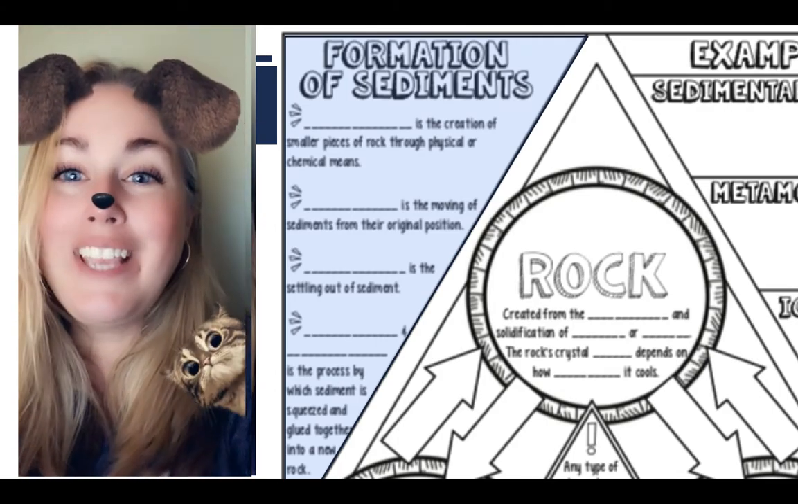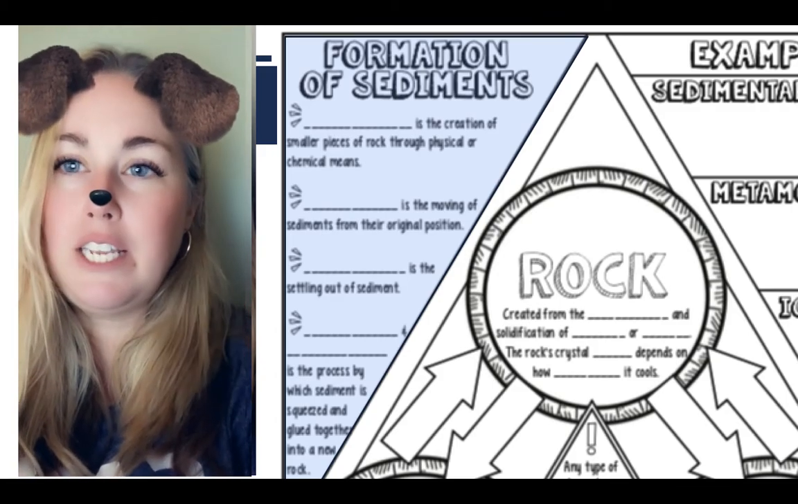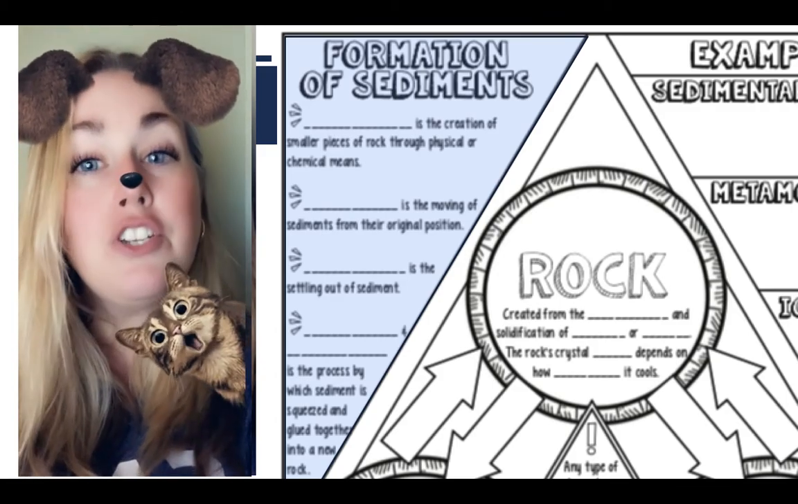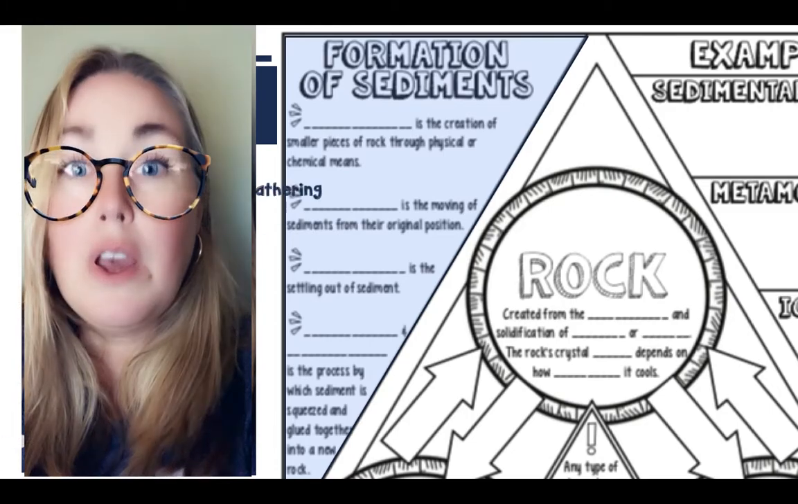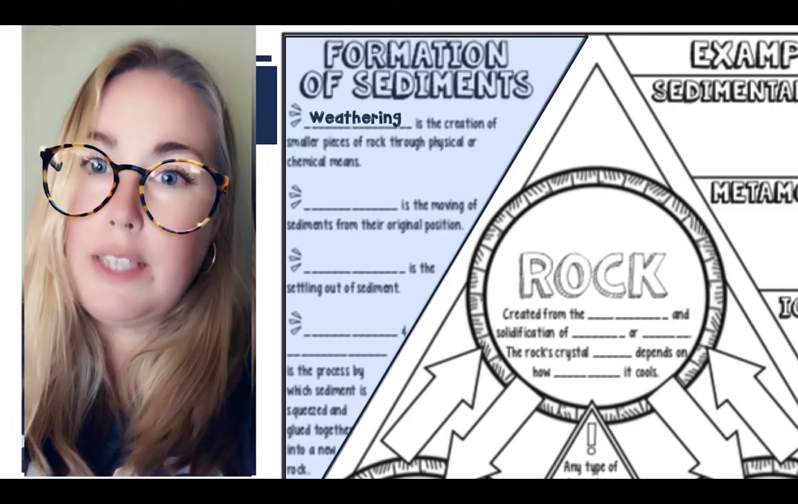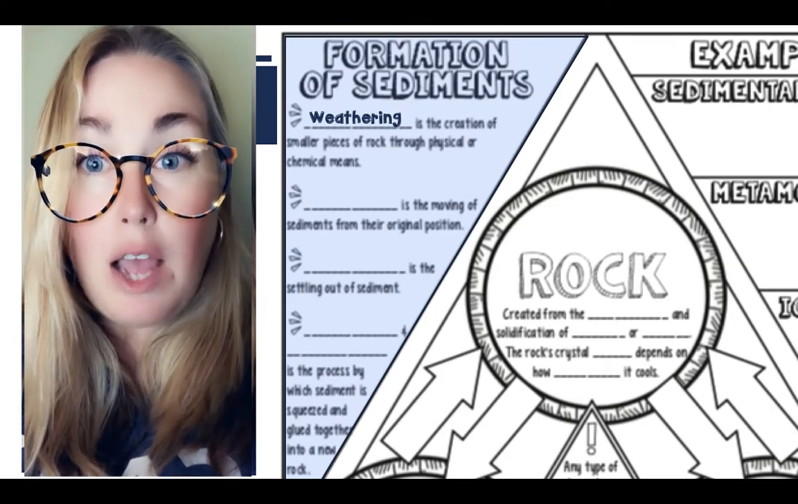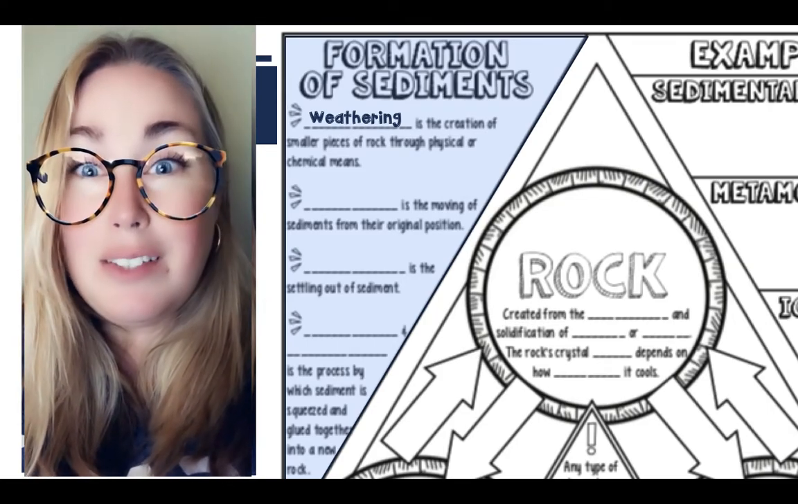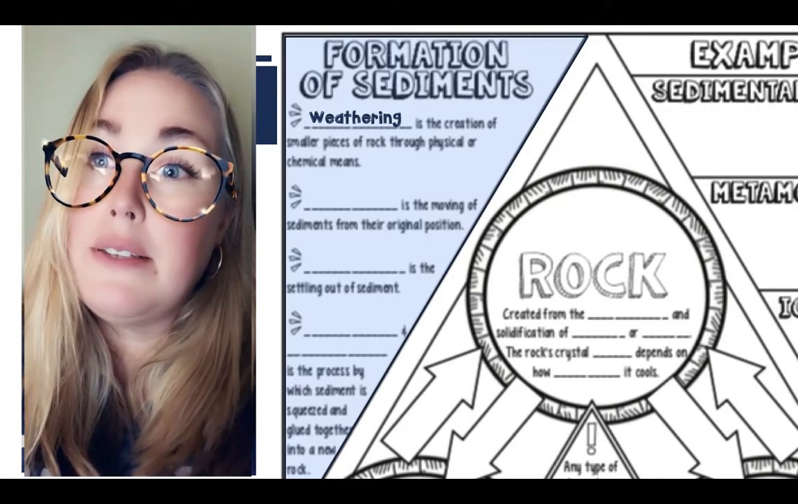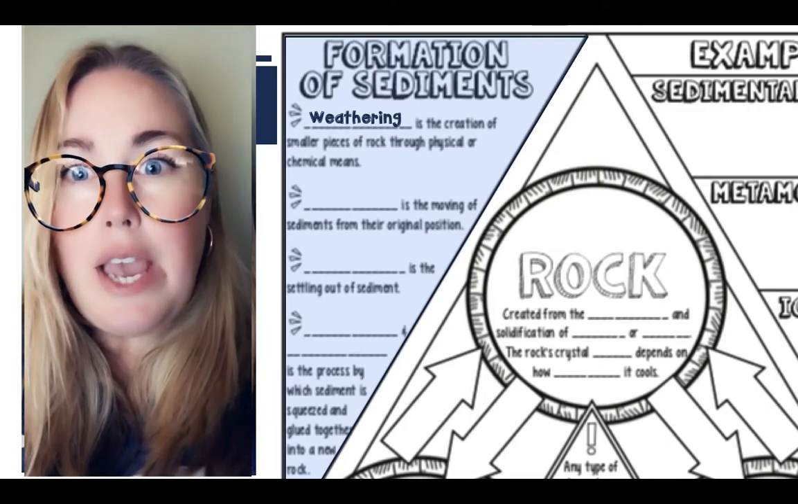I'm going to start in the upper left-hand corner of the PDF document where it says Formation of Sediments. When we talk about rocks and the rock cycle, we always talk about rocks being broken down and becoming new types of rocks. Well, when we break down rocks into smaller pieces, we call those sediments. And this top section tells us how that happens.